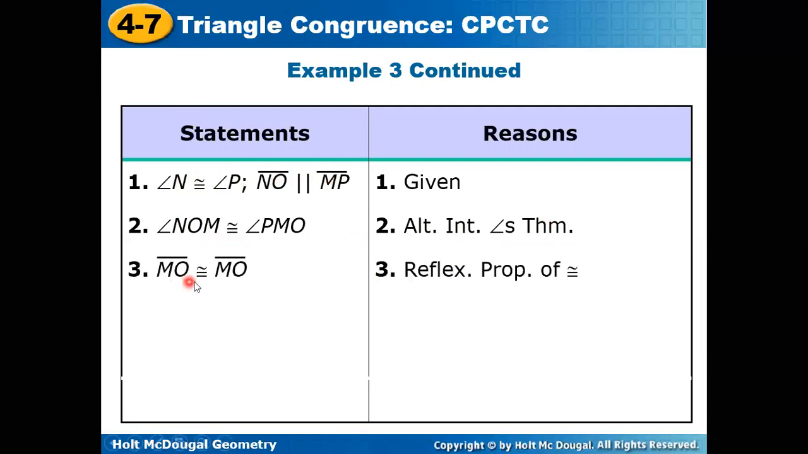Then MO is congruent to itself, and this is the reflexive property of congruency. So the two triangles are congruent by two angles and the side not included, or you can depend on the third angle theorem and write here that the third angle is congruent to the third angle, so you can change this case to write it SAS.